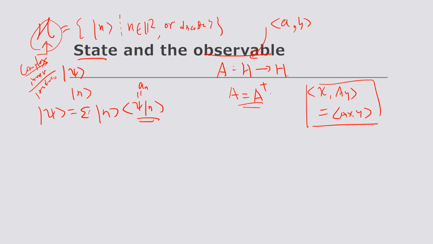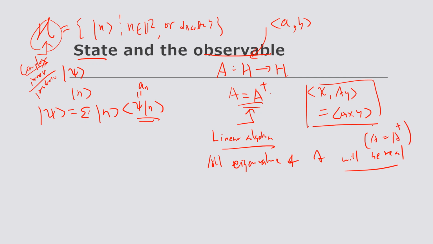Okay, and so this is just the definition. And why is this real? Why is this Hermitian? Because if you see linear algebra, or basically you see my other YouTube video, all the eigenvalues of A will be real. So basically, if A equals A dagger, then the eigenvalues can be real.